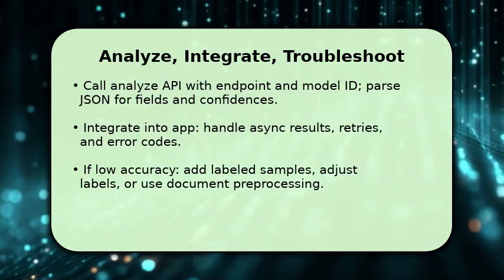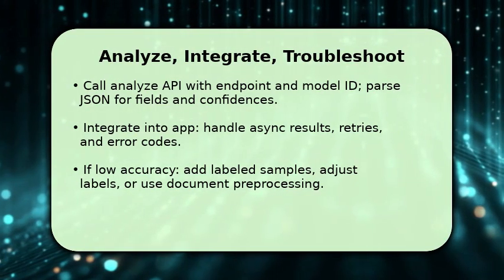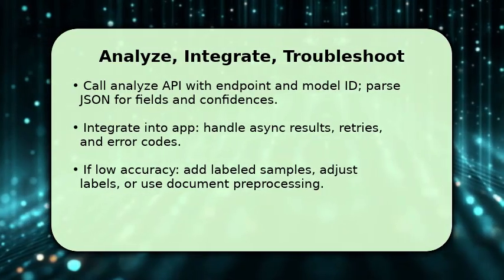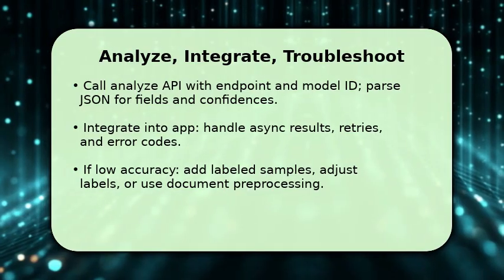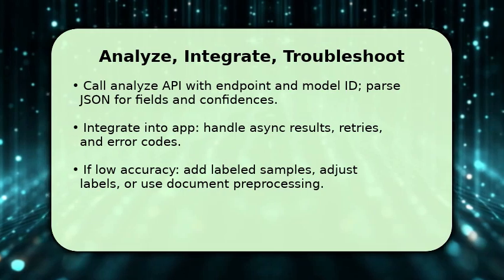If extraction quality is poor, add more labeled examples, refine labels, or preprocess images to improve OCR. Doing these fixes quickly raises accuracy. Finally, monitor performance and retrain periodically to adapt to new document variations.